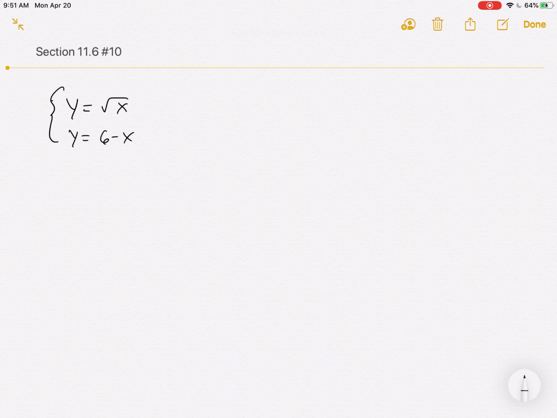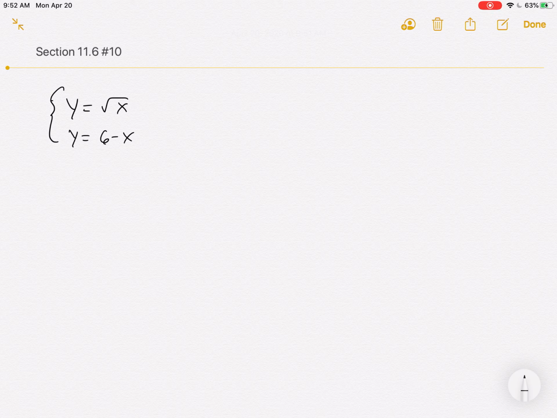Welcome to section 11.6. This is our first example. It's probably best done through examples in terms of explanation, because there's no real new concept going on here. We are just solving systems of equations, and we would do it in the same manner that we would do linear equations, but all of these will have some nonlinear aspect to them.